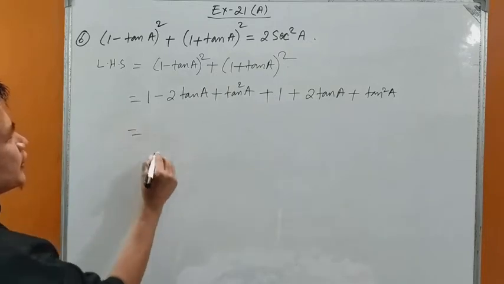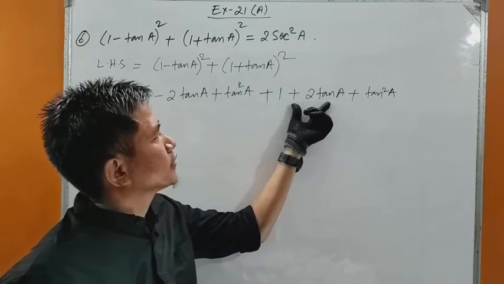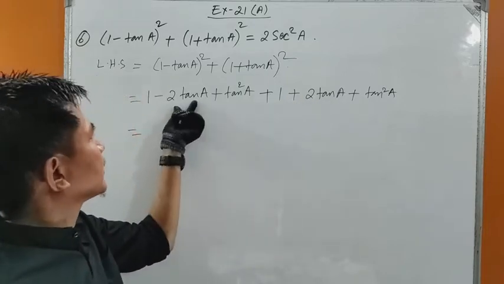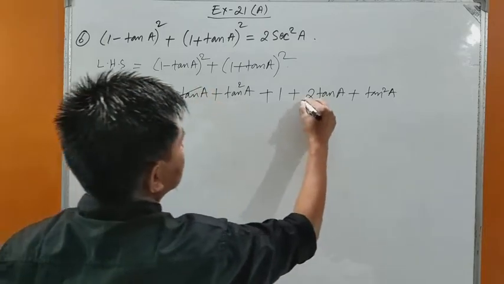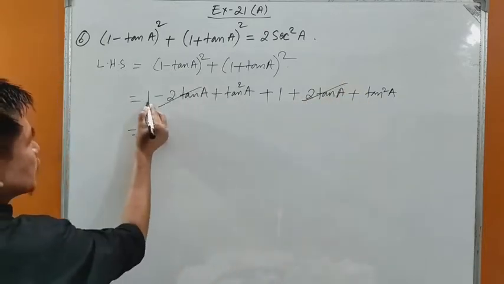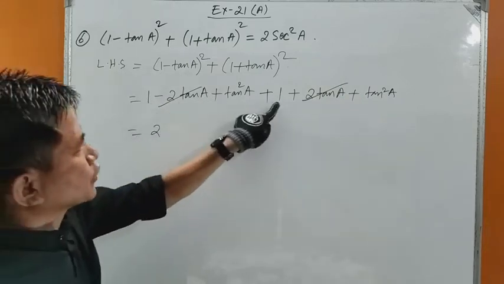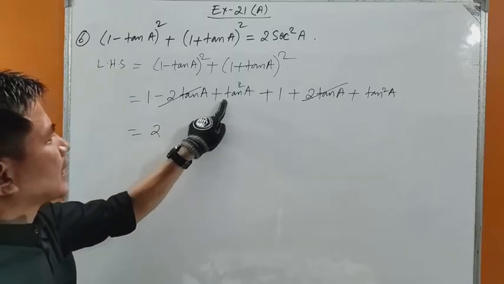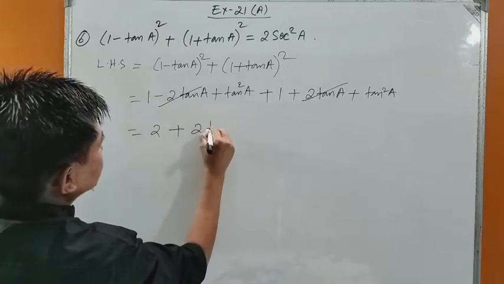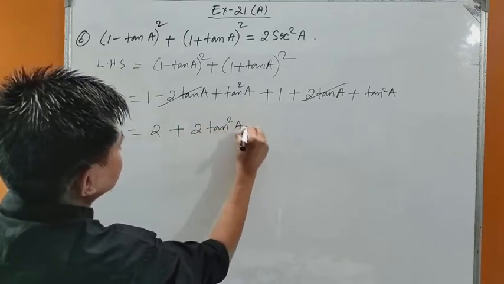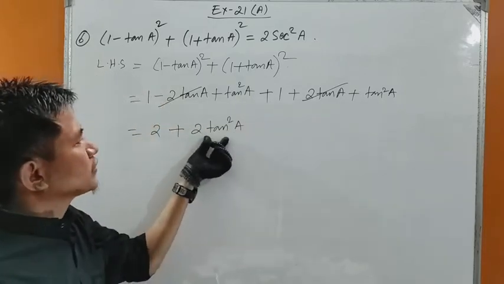So here we have minus 2 tan A and here we have plus 2 tan A. One is positive and another is negative, so let us cancel this out. Plus 1 and plus 1 gives us plus 2, isn't it? Plus tan square A and plus tan square A gives us plus 2 tan square A.